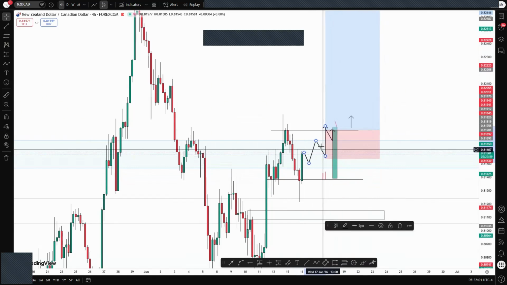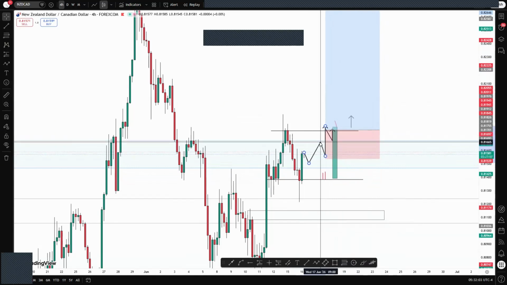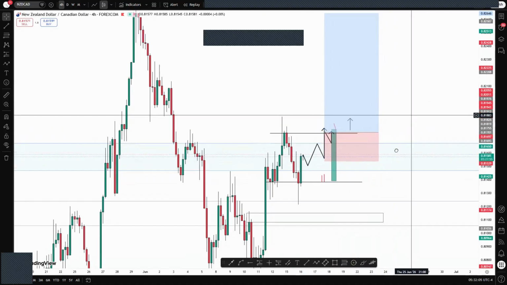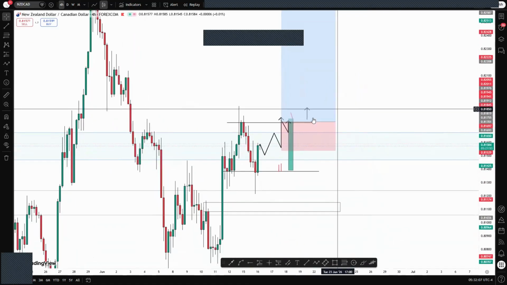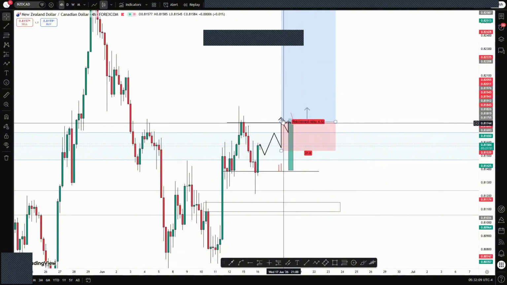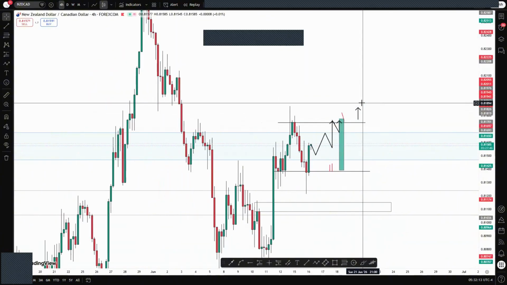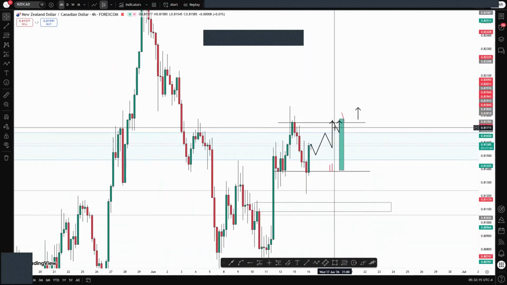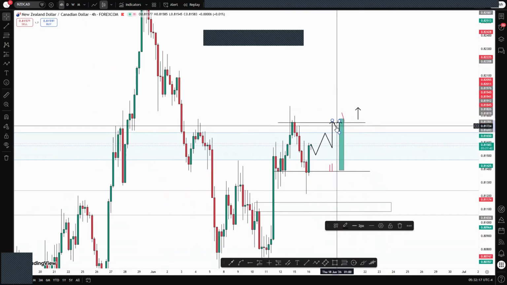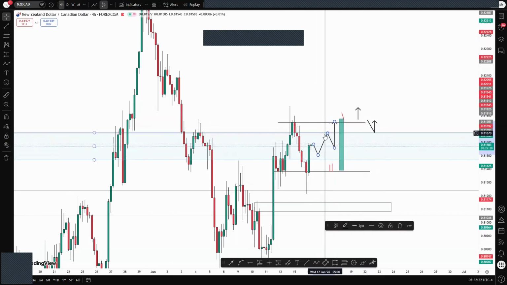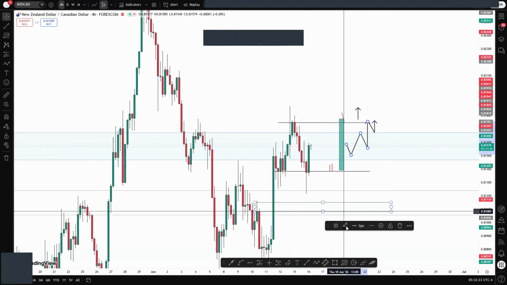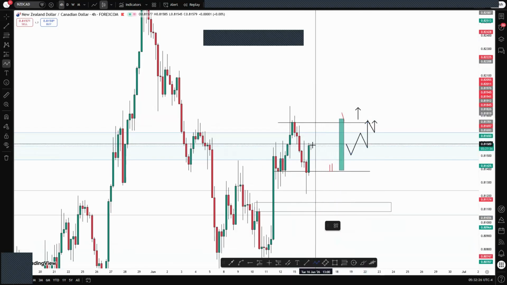So this happens. This will be a very nice trade for us. But again, if we are realistic, another thing can happen. Price can make a new lower low. That's it.